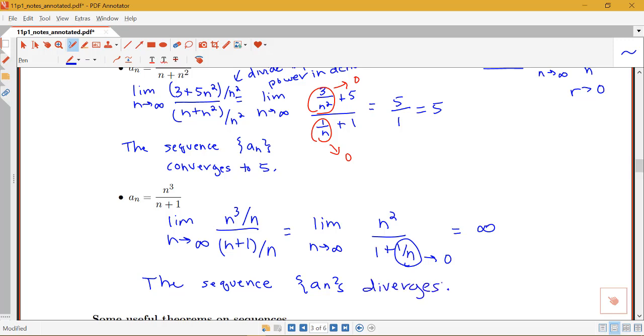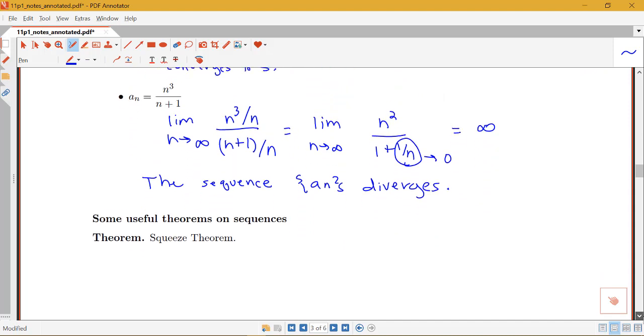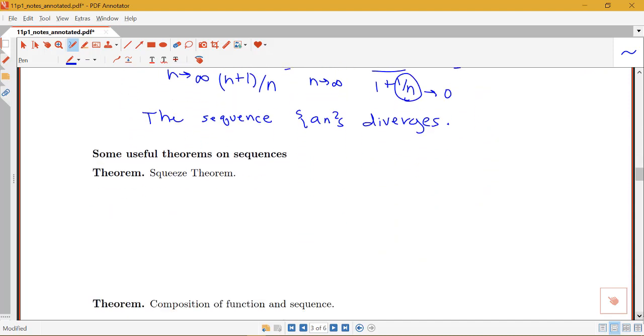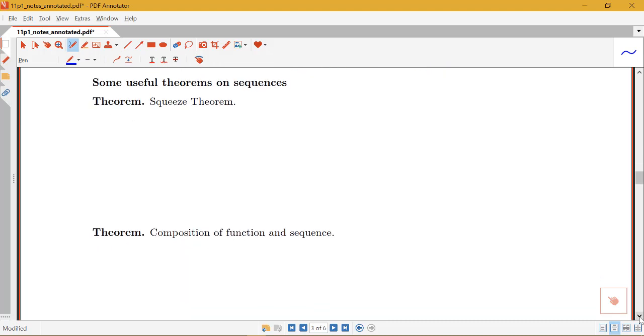Okay, so before we get to some more examples, we need to mention a few more theorems that are going to be helpful for answering more involved questions about sequence convergence. The first useful theorem that we have is the squeeze theorem. Remember, we had a squeeze theorem for limits of functions, but now we also have a squeeze theorem for limits of sequences.